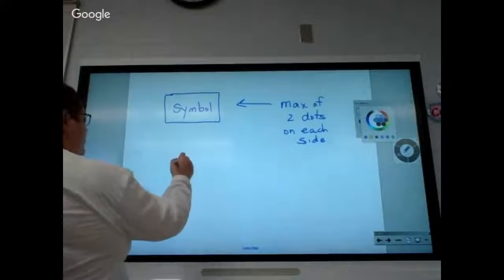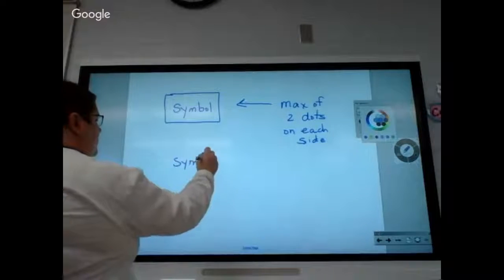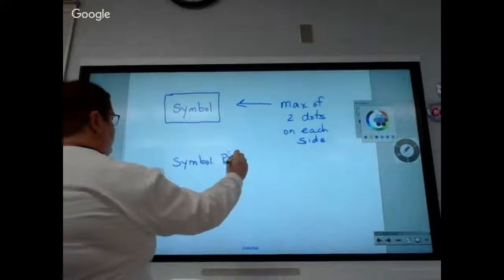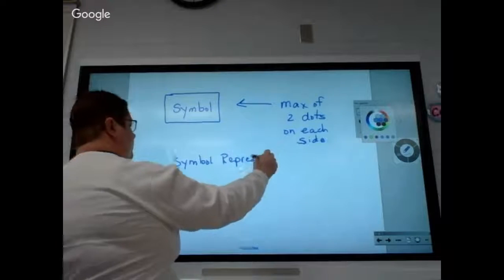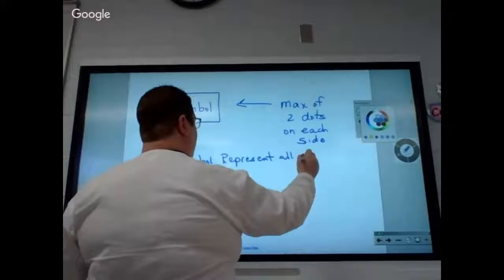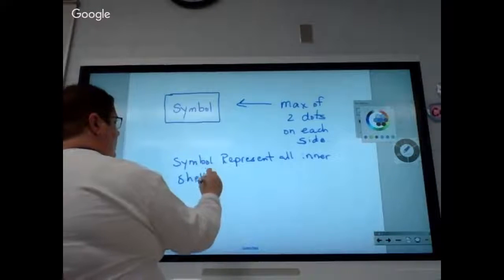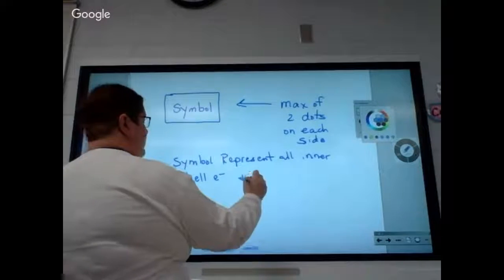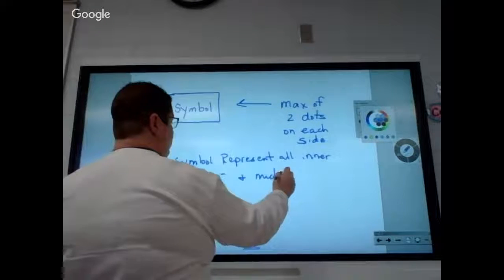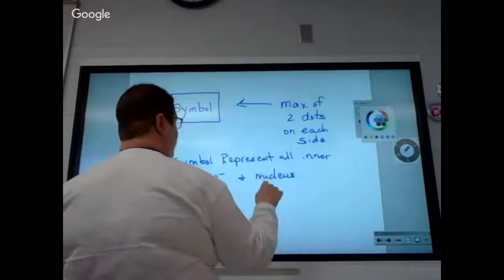Secondly, the symbol is going to represent all inner shell electrons and the nucleus. So that's covered when we do the symbol.